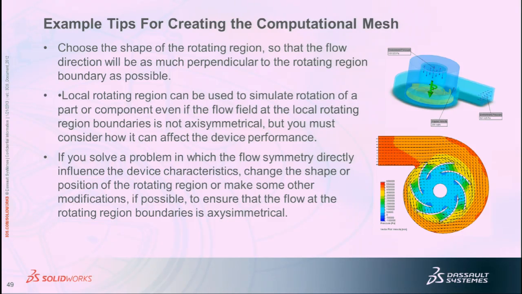So you can usually ignore that particular thing. Okay, so you want to use the simulated rotation part component of the flow field, local rotating region. I talked about this: if you solve a problem with flow symmetry directly influenced, that's the other thing, the blades have to be axisymmetric about the axis of rotation. So you can't have anything that's not symmetric within the rotating region. And in the rotating region, you can't put holes or anything. It's got to be a solid region in there because it causes problems with numerical convergence.